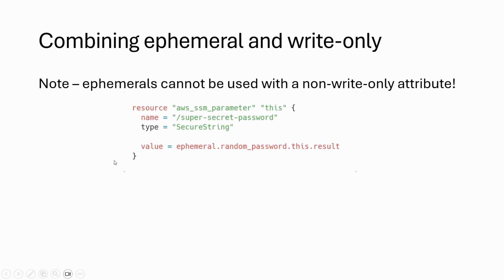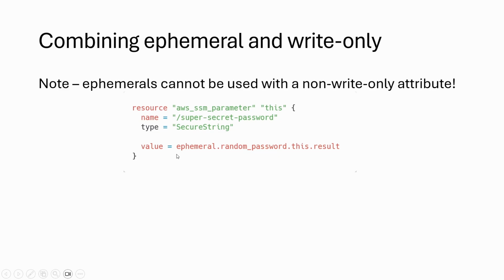Here's also a little disclaimer about ephemeral and write only attributes. The ephemeral cannot be used with a non-write only attribute. So in this example, for instance, we create an AWS SSM parameter and pass in a value the ephemeral password, which is recreated on each plan, as I already mentioned. So what you would expect is that Terraform would replace the value in this SSM parameter on each and every plan.